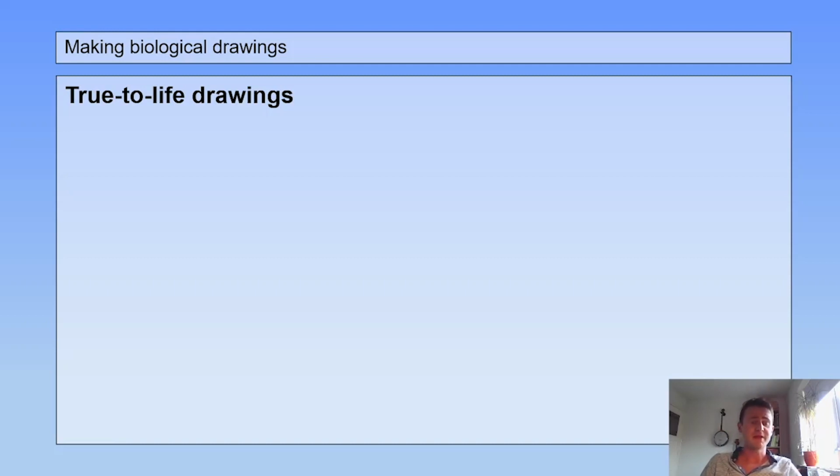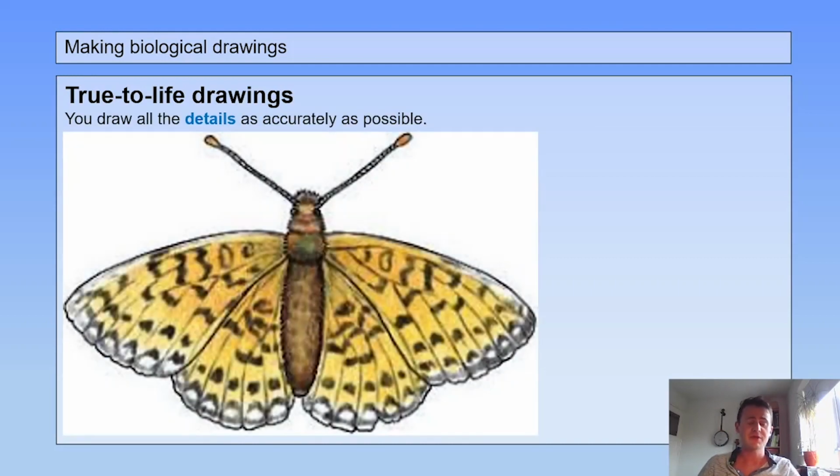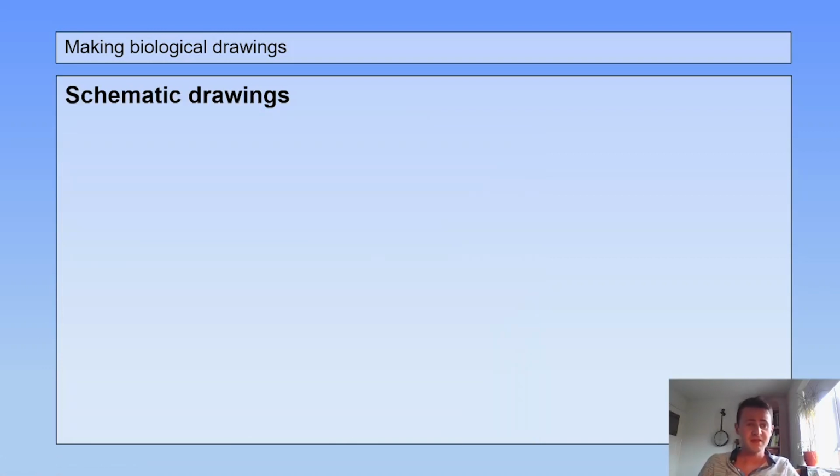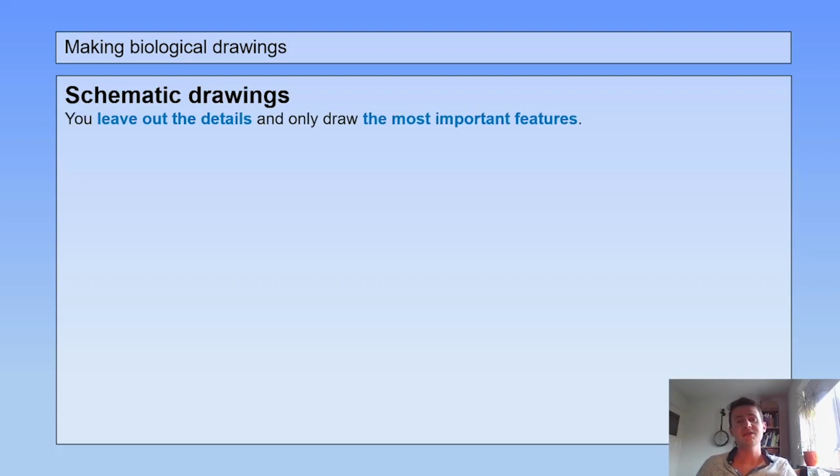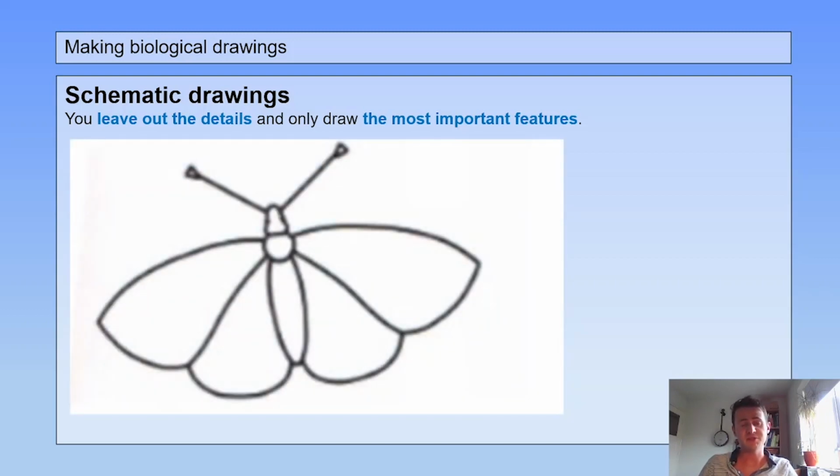The first one is true to life drawings, and in true to life drawings, you draw all the details as accurately as possible. So here you see a butterfly. You can use colors if you like, but you don't have to, as long as you draw all the details. Then you have the schematic drawings. In schematic drawings, you leave out the details and only draw the most important features. So here you see the butterfly again, and all the details are left out, and you only draw the most important features. One thing to remember, don't use colors in schematic drawings.